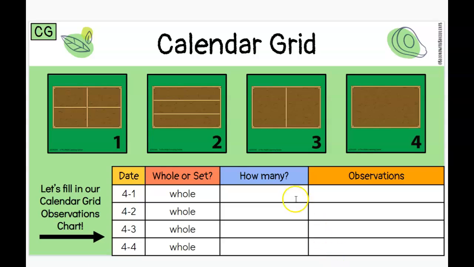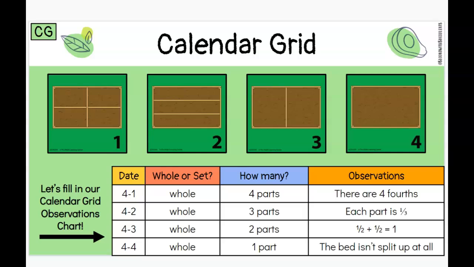Now let's think a little more about our next column. When we say how many, we're really thinking about how many parts do we have? How many parts are in this whole piece? If we're looking at the first day of the month, we're seeing 4 parts. For the second day of the month, we're seeing 3 parts. For the third day of the month, we see 2 parts. And on the fourth day, we see our whole, 1 part. That's the whole.